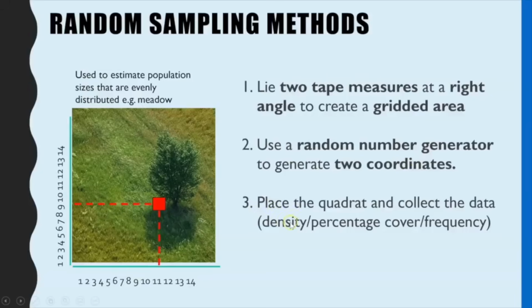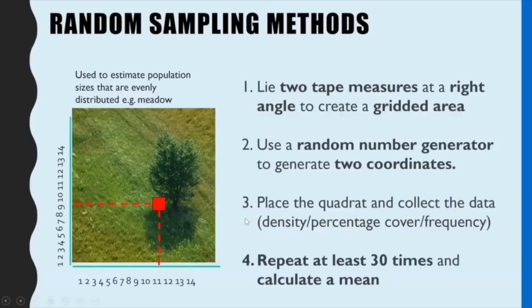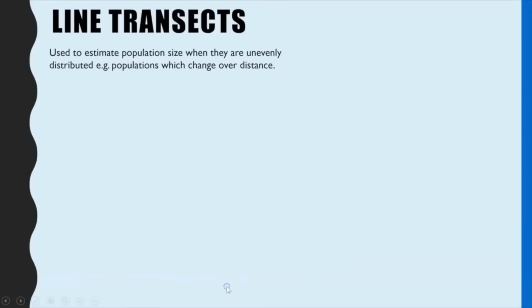Now for mark number 3, you would need to describe either collecting data via density, percentage cover, or local frequency. And it's normally the first 2. And the details of that is coming up in a few minutes in this video. The final mark is you would need to repeat steps 1 to 3 at least 30 times and calculate a mean. So that's your random sampling method.